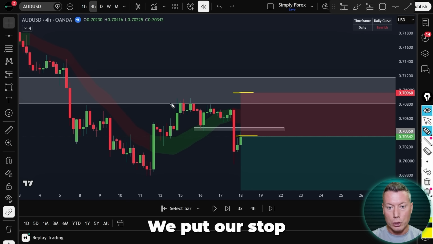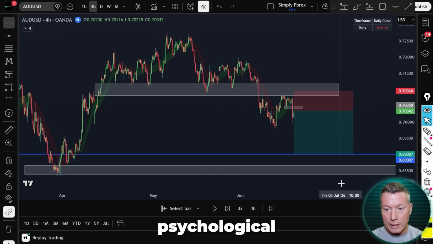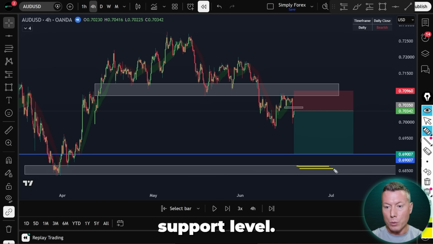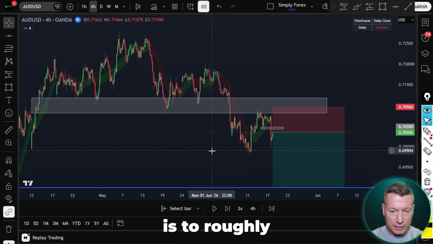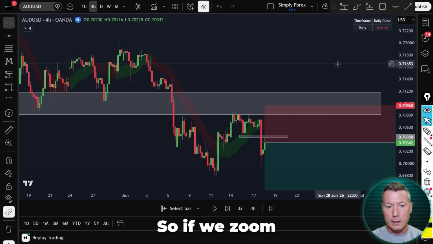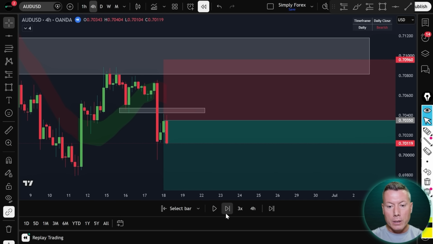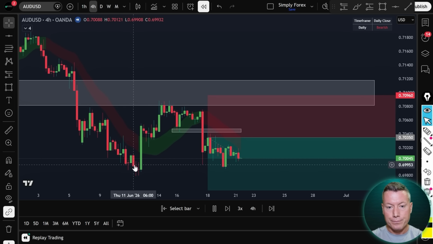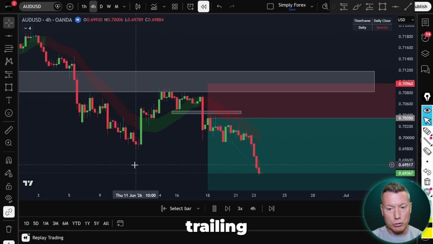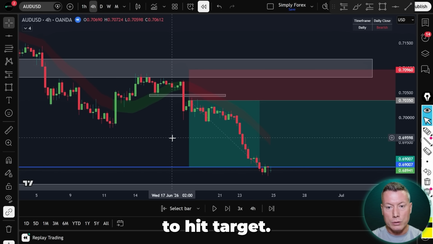We put our stop loss above the highs. And as I explained, guys, we're looking to trade the first psychological number above this support level. And in this case, guys, we're getting roughly 1:2 risk to reward. Okay, so if we zoom back in now and we just play this trade out, we will see how it plays out. And you can start trailing your stop here, guys, as well, right? So you can see it doesn't take long to hit target.